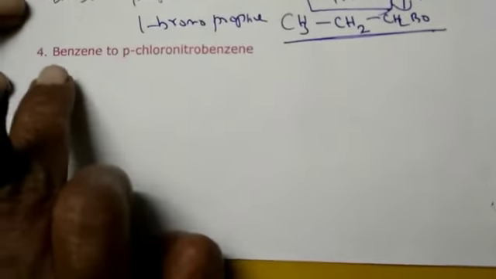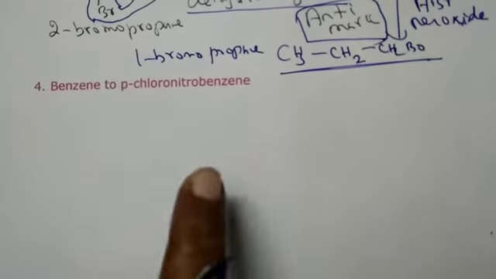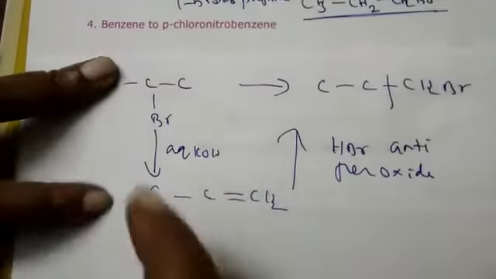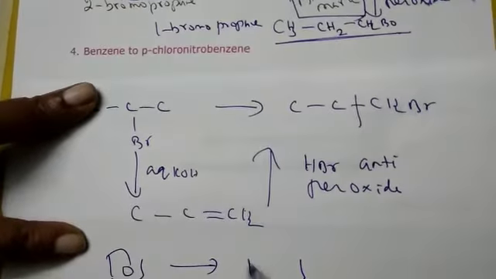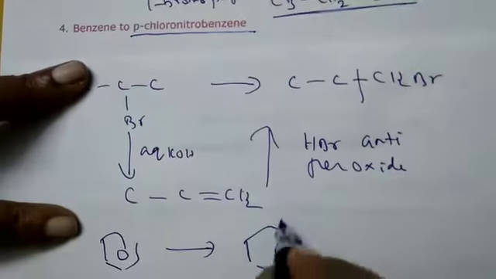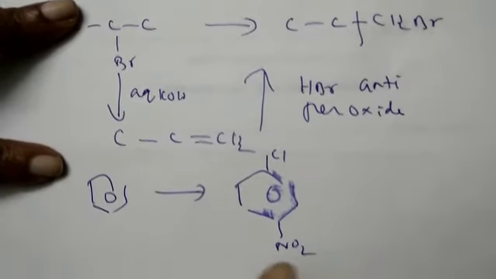Next, let us see the last question: benzene to para-chloronitrobenzene. Let us see how to find the way from benzene. Now I am writing the structure of benzene, of course you know. They ask you to convert it to para-chloronitrobenzene. Let us write the chlorine and the NO2. We have to do it.